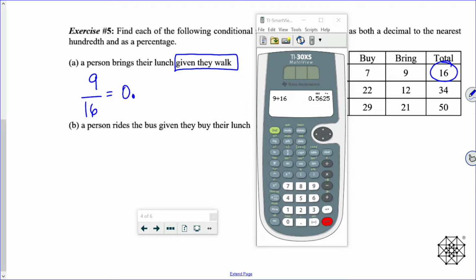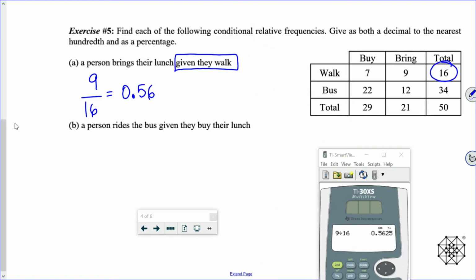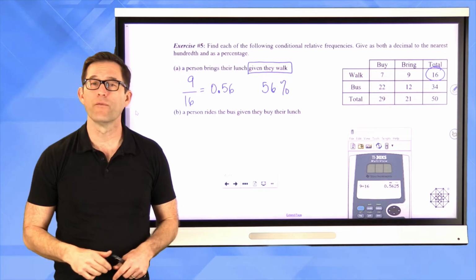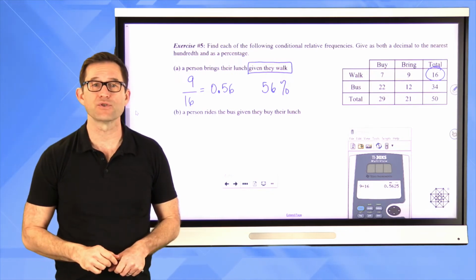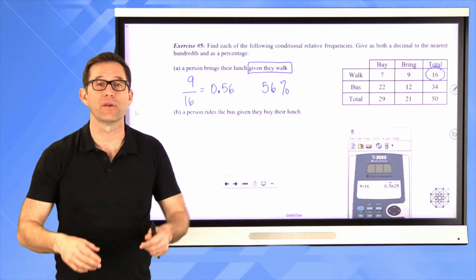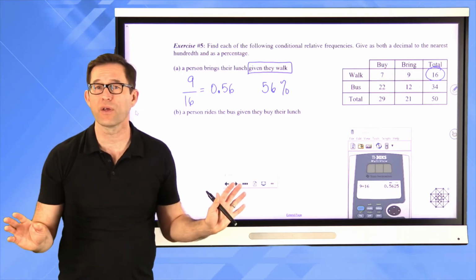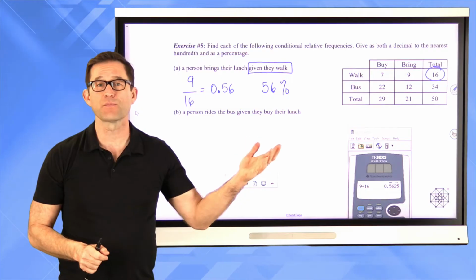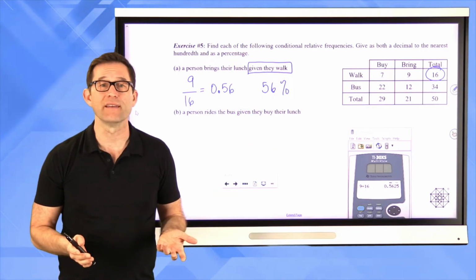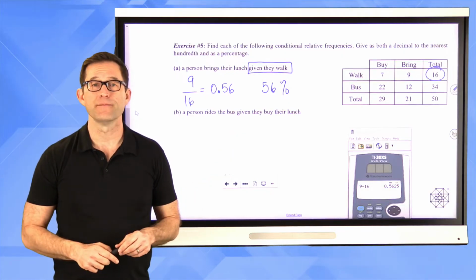That's going to be 0.56 rounded to the nearest hundredth, and that is, of course, 56%. Keep in mind, all I'm saying is, of the people who walk to school, 56% of them bring their lunch. It's not that hard. We don't even have to get wrapped up in conditional relative frequency or anything like that. 56% of people who walk to school bring their lunch. That's it.